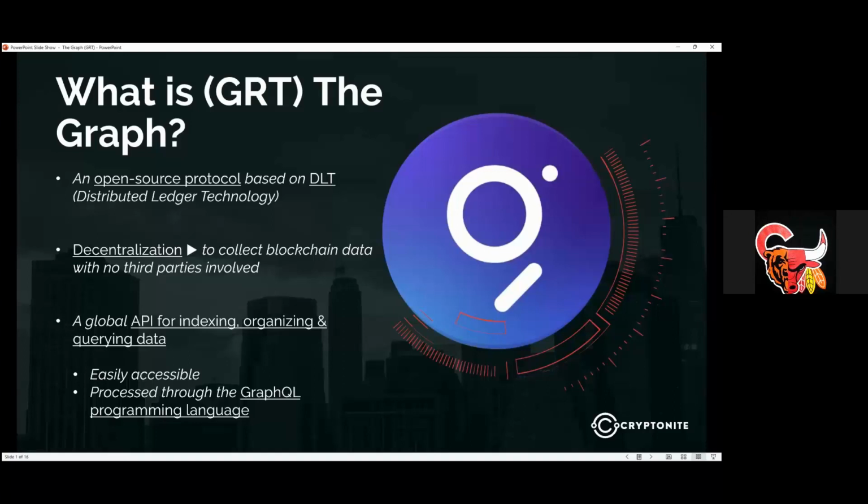Yes, so it's an open source protocol based on DLT, distributed ledger technology. It is decentralized, and what it does is it collects data from the blockchain without any involvement from any third party. They have a global API for indexing, organizing, and querying data from the blockchain.